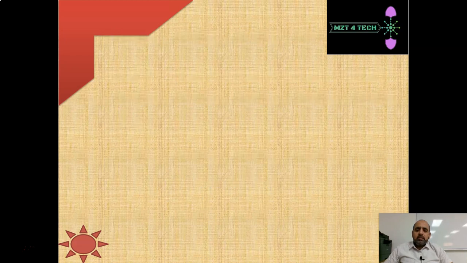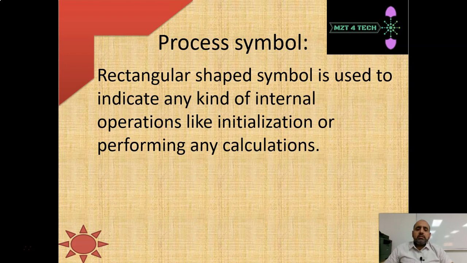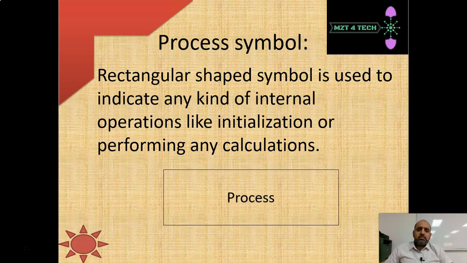Now the next symbol is a process symbol. Process symbol is basically a rectangular shaped symbol, and this symbol is basically used to indicate any kind of internal operations, any kind of initializations or any kind of calculations which you want to perform in a flowchart. For that purpose you have to use the process symbol. You can see over here it's a rectangle shaped symbol.